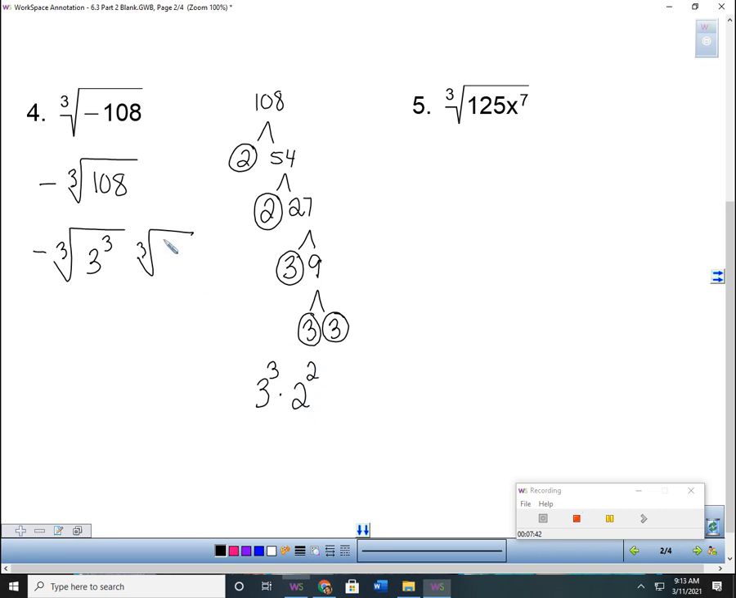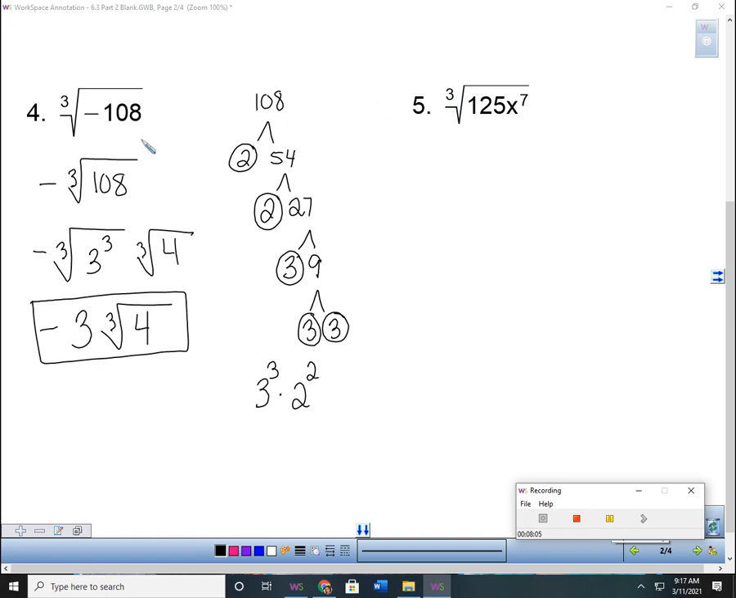so I'm going to go ahead and say 2 squared is 4. All right? And then I've got my negative. What's the cube root of 3 cubed? 3. And then I have times the cubed root of 4.